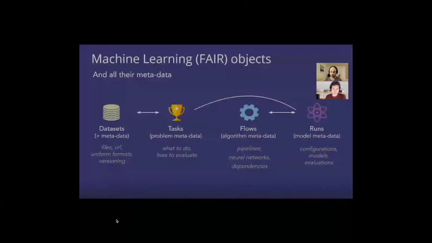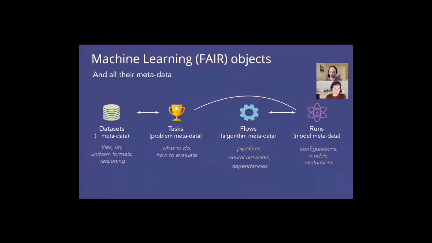Let me first introduce you to 4 different categories of objects that we usually deal with in machine learning. There are not only data sets, which is the raw data that we would like to learn on, but there are also tasks. This is problem-dependent metadata: target columns, evaluation protocols, resampling splits, and performance metrics. Then there are algorithmic flows. These are descriptions of what algorithms we want to learn with in ML. This concerns version numbers, dependency structures, and so on for the pipelines that we're using in ML.